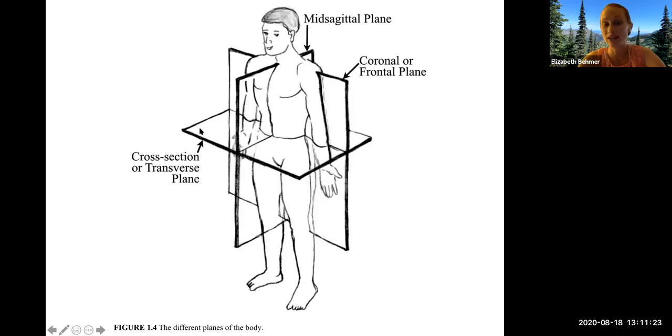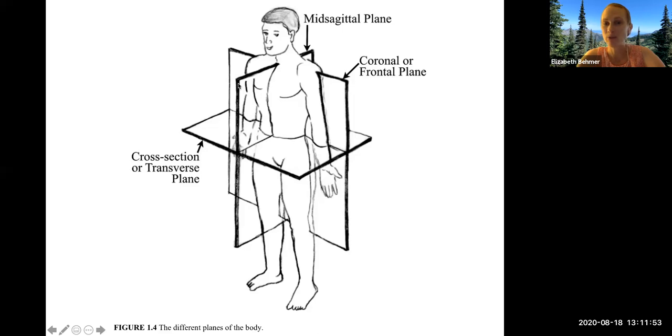So the cross section or transverse plane is any cut or plane that divides the body into a superior and an inferior portion. So this cross section or transverse plane, it could be taken up here to go right through the eyes, or it could be taken down here by the ankles. So it's any time we would cut the body into a top half and a lower half, or a superior and inferior portion. So that's a transverse plane.